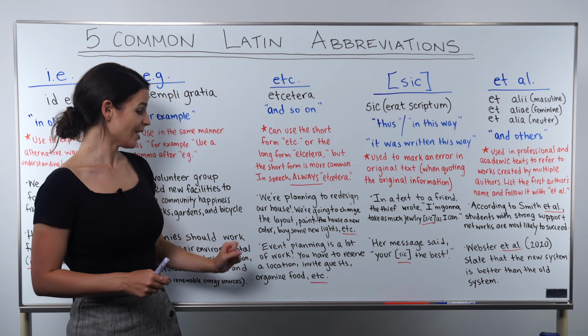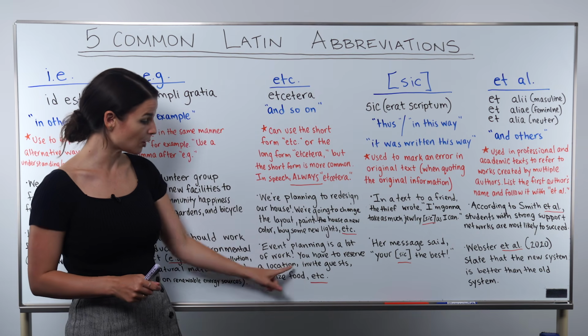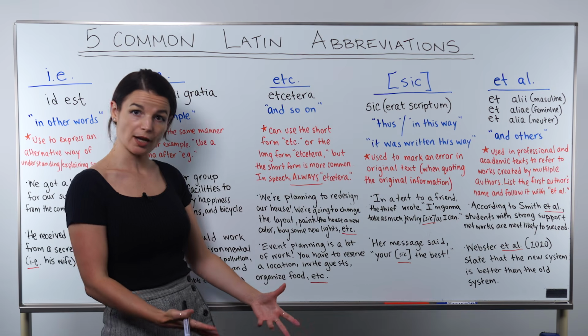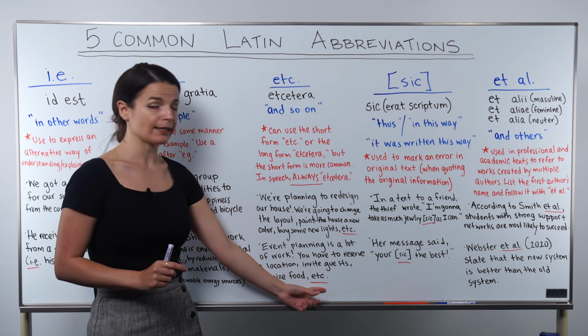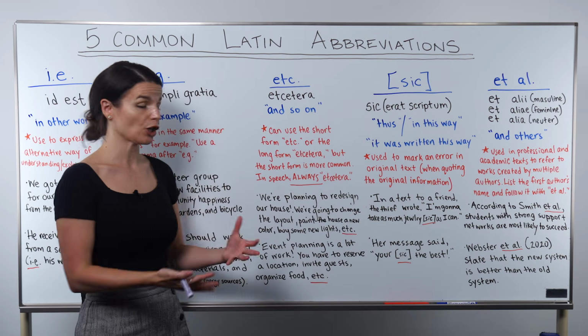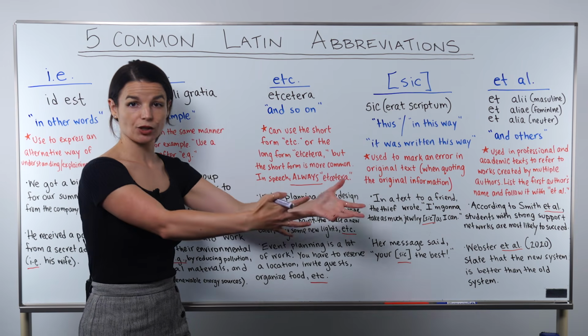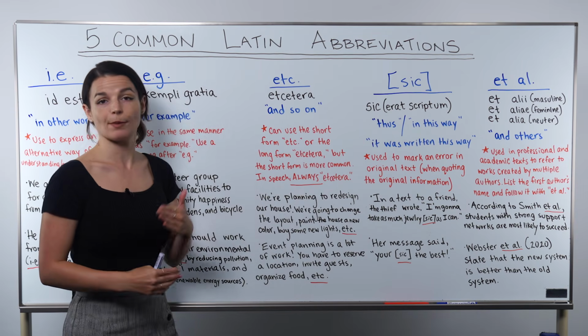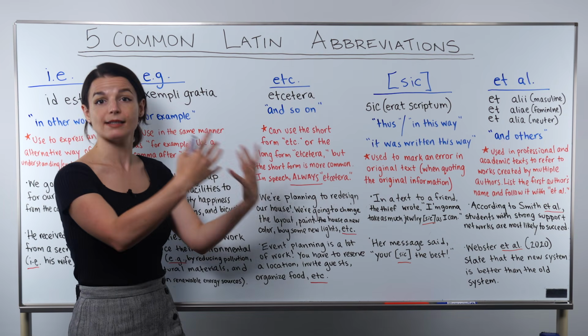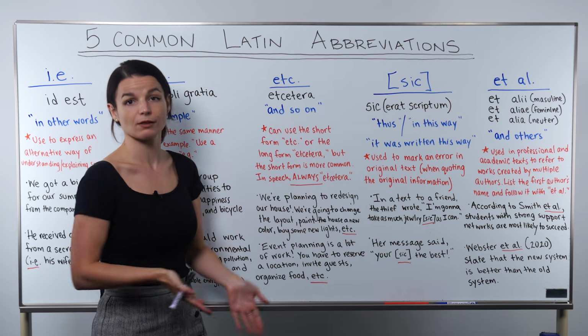Event planning is a lot of work. You have to reserve a location, invite guests, organize food, etc. So again, we have this ending position, right? We have this etc. at the end of the sentence, which shows us there are other things too. In this case, we're talking about event planning. You have to do this and this and this, etc., and other things as well.